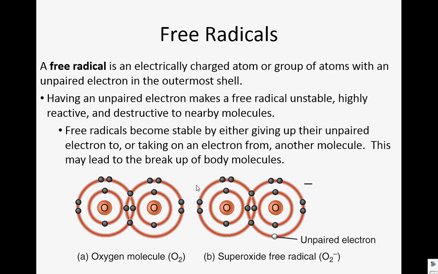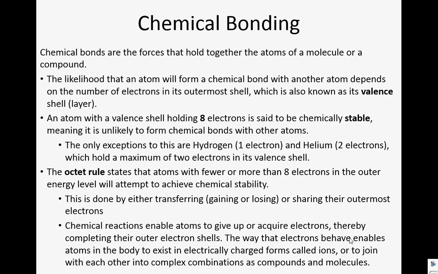Okay. From there, we just talked a little bit about free radicals, where electron number is not going to be equal to proton number, and therefore we end up with a negative charge, and because of an unpaired electron, which creates this kind of Tasmanian devil situation where it can destroy things. All right, let's now talk about chemical bonding. The technical definition for chemical bonds is forces that hold atoms together to form molecules or compounds.